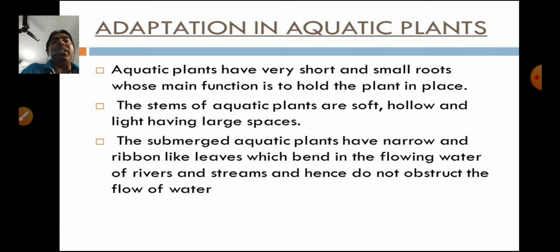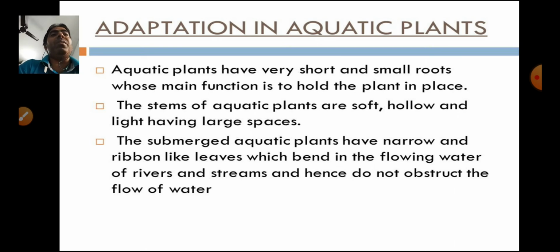Now, some features of the plants that survive in water. Aquatic plants have a poorly developed root system, and the root hairs and the root caps are absent. Leaves are mostly thin and ribbon-like. Tissues usually have air spaces to keep the plant afloat. Cuticle and stomata are absent in such plants.